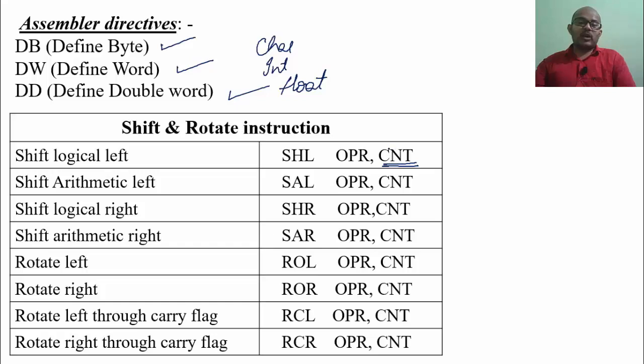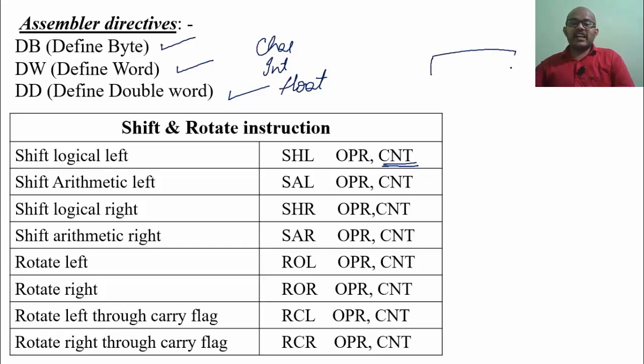If you write one, it is shifted only one time. If you write two, the data will be shifted two times. Shift arithmetic left is SAL, operand comma, count. So you need to know the difference between logical shift and arithmetic shift. And again, rotate: what is the difference between a rotate and shift?